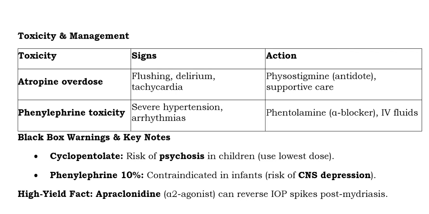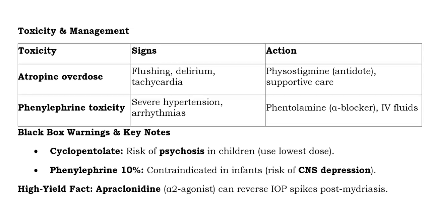Now, the high yield fact from the source. The high yield fact was about apraclonidine. What about it? It's an alpha-2 adrenergic agonist, and it can actually help reverse those temporary spikes in eye pressure that sometimes happen after using mydriatics. Oh, interesting. So it can help manage that potential side effect. Exactly. A useful tool to have in the back pocket if IOP goes up post-dilation.